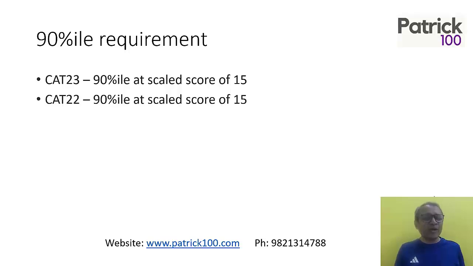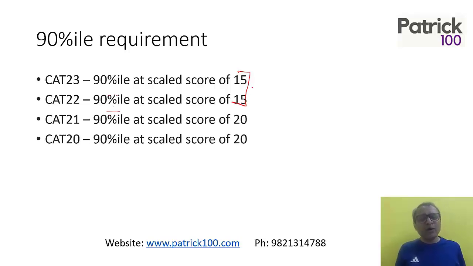If you look at CAT 23 and Quant 22, 15 marks would have got you 90 percentile. That means the one set of 5 questions we would have got correct would have got 90 percentile. CAT 21, Quant 20 were comparatively easier papers. There you require 20 marks to get a 90 percentile. So that means 2 sets. For a safe side, to score a 90 percentile, my recommendation is to target 2 sets.